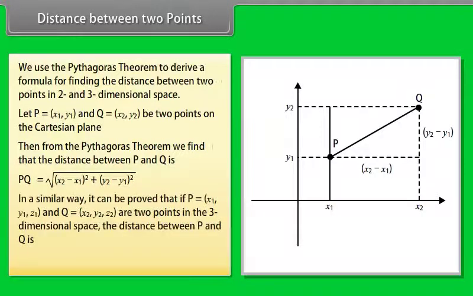In a similar way, it can be proved that if P = (x1, y1, z1) and Q = (x2, y2, z2) are two points in the three-dimensional space, the distance between P and Q is PQ equal to square root of (x2 minus x1) squared plus (y2 minus y1) squared plus (z2 minus z1) squared.